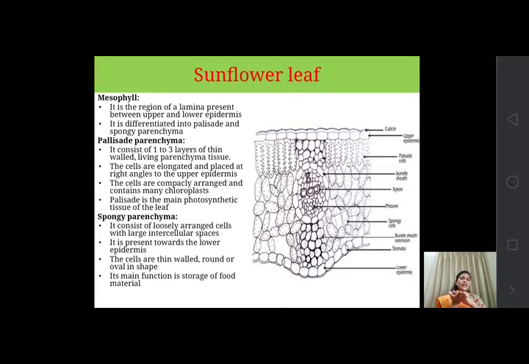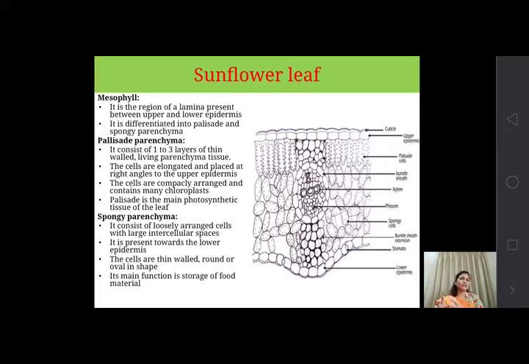When you see the lamina portion, the flat lamina portion of the leaf, the leaf has two portions, the upper portion and the lower portion, and this upper, flat portion is known as the lamina of the leaf. Okay, so inside the uppermost covering, that whole portion is known as the lamina. In that lamina, these mesophyll tissues and the vascular tissues are present. It is the region of the lamina present between the upper and the lower epidermis, and it is differentiated into palisade and spongy parenchyma.